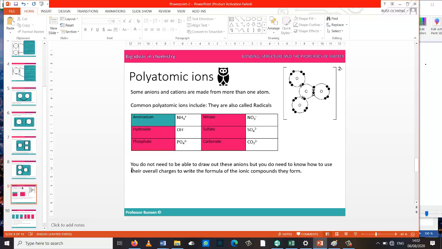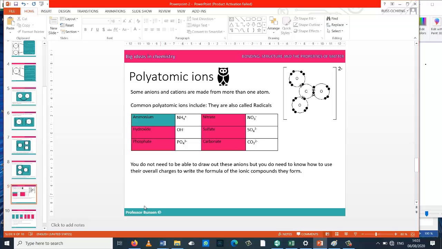Then there is something that we also need to understand. You do not need to be able to draw out these ions, but you need to know how they use their overall charges to write the formula of the ionic compounds they form. For example, a phosphate ion has a 3 negative charge, nitrate ion has -1, sulfate ion has -2, and carbonate ion has -2. The charges represent the valencies of those ions. Remember, we can use a valency to calculate or to write down the formula of the ionic compounds that are formed.